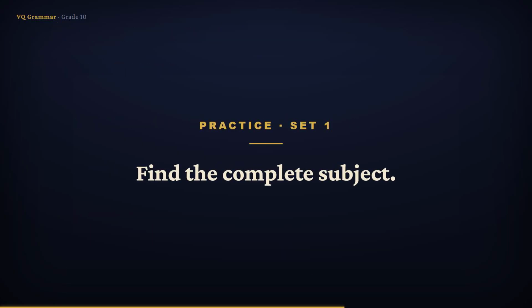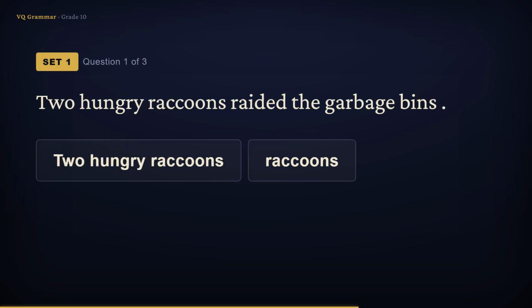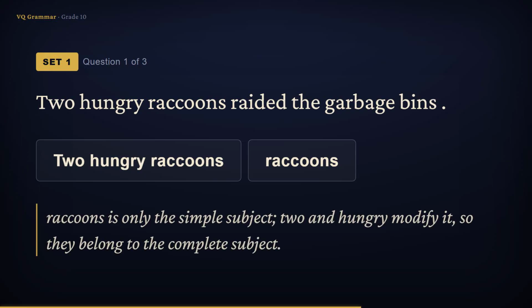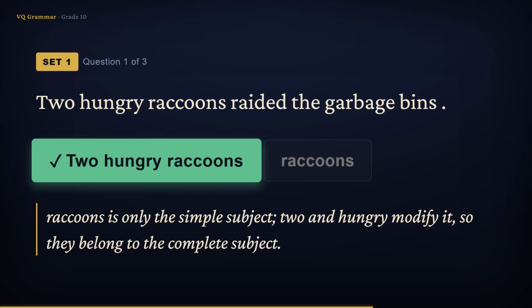Ready to practice? In this first set, I'll give you a sentence, and you tell me the complete subject, the core noun plus every word that modifies it. Remember the trap. Don't stop at the first noun. Pause the video and choose before I reveal each answer. 2 hungry raccoons raided the garbage bins. Ask who raided. The raccoons did, so raccoons is the simple subject. But 2 and hungry both describe them, so those words ride along on the subject side. The complete subject is 2 hungry raccoons.